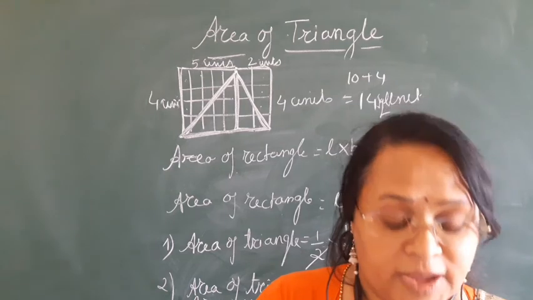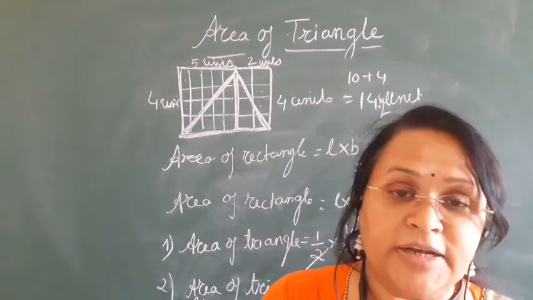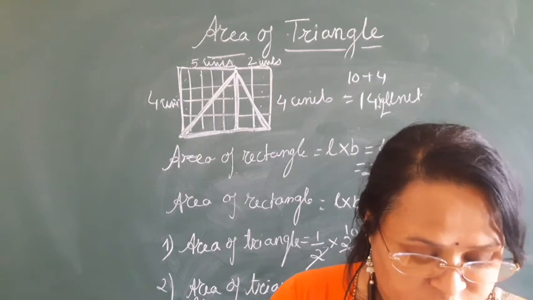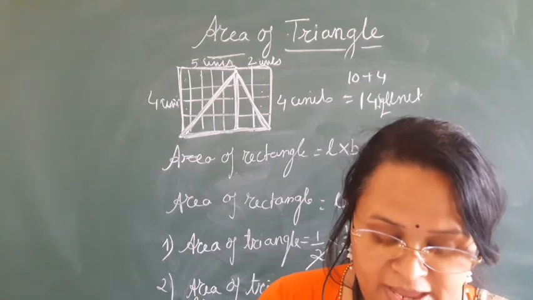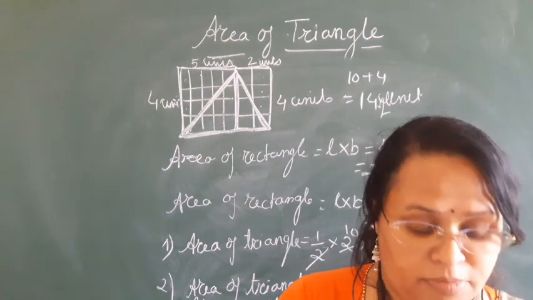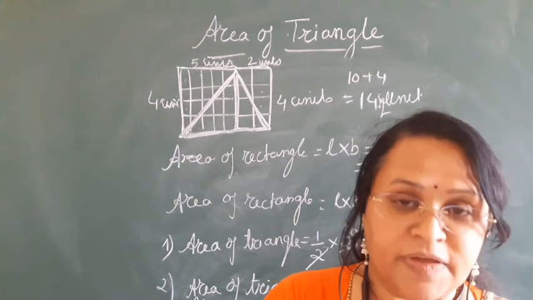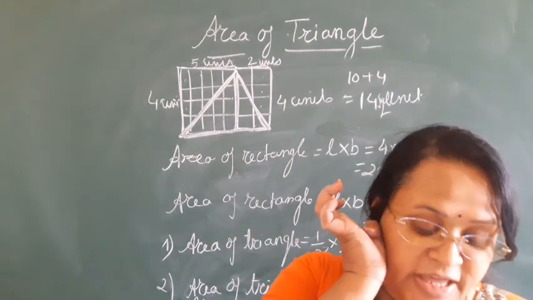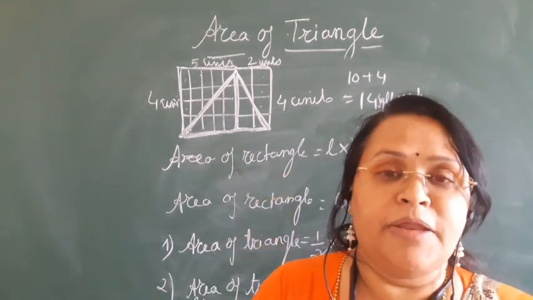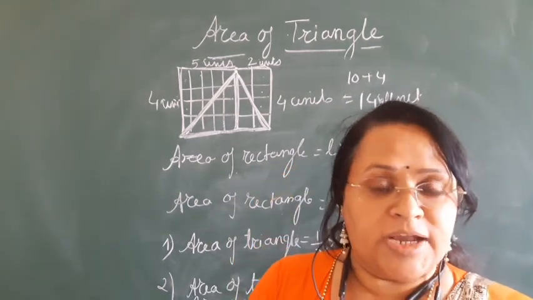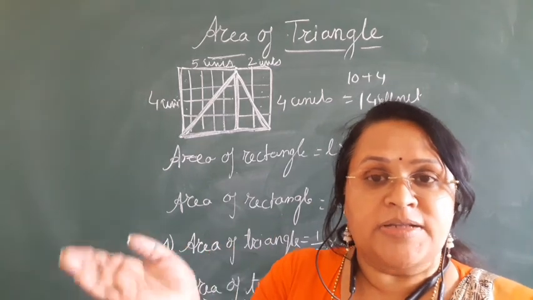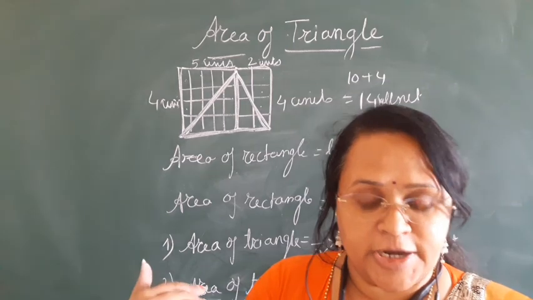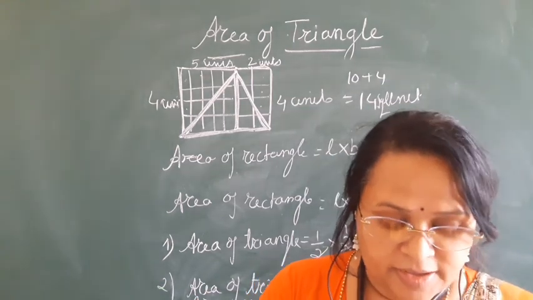I will give an activity on it in the doubt session. Okay, in the next period we will see the relation between area and perimeter. What is the relation between area and perimeter? The important thing is that perimeter is measured on the outside part, and area we measure on the inside part. Nothing more is there in that.